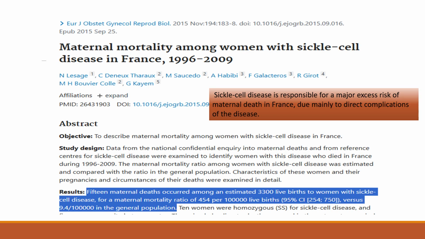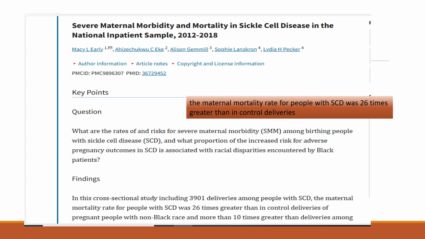This is a paper from France. It says that maternal death is a lot more common in patients with sickle cell disease compared to their general negative counterparts. This is a paper from United States. It says the maternal mortality rate for people with sickle cell disease was 26 times greater than their control deliveries.